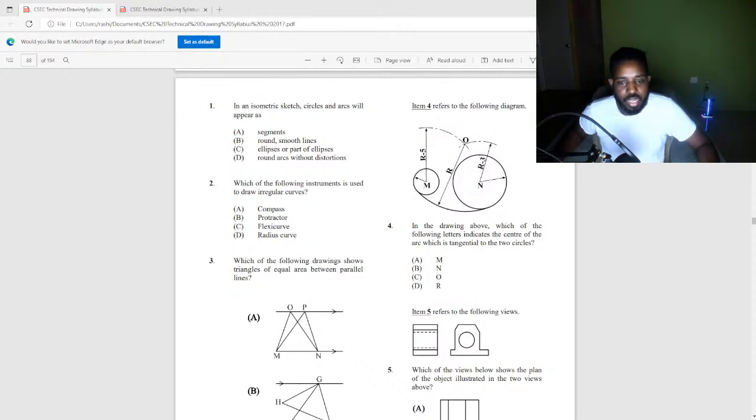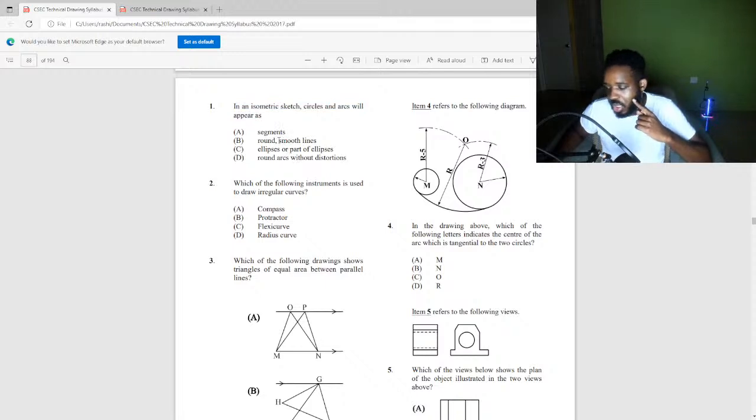Alright, so right here, it's 60 questions. For question 1 here, question 1 says, in an isometric sketch, circles and arcs will appear as.